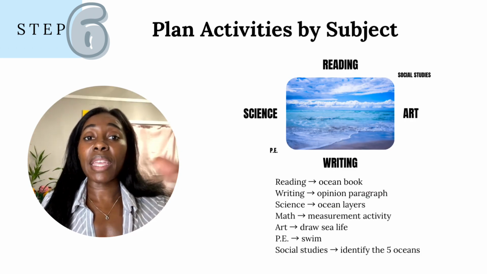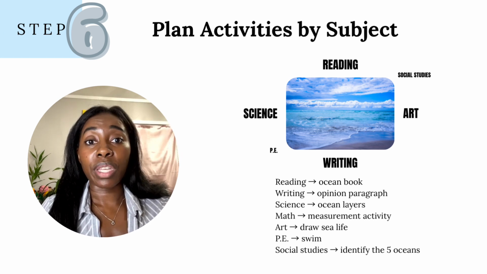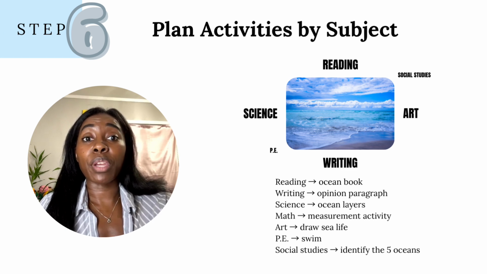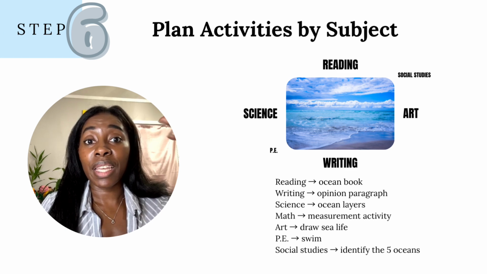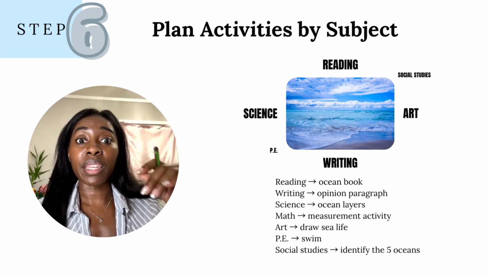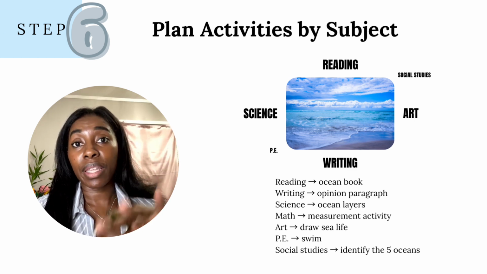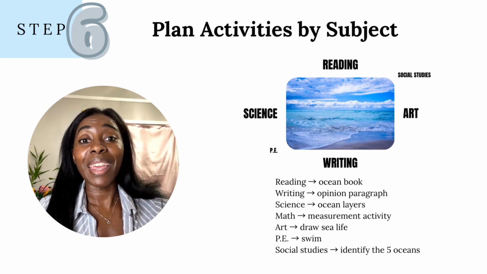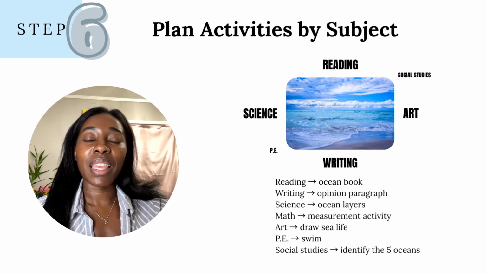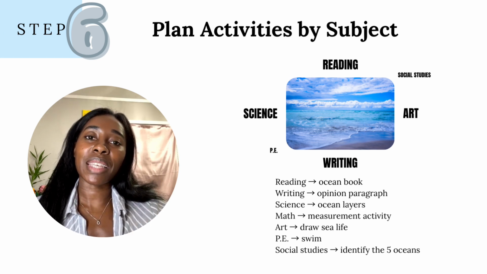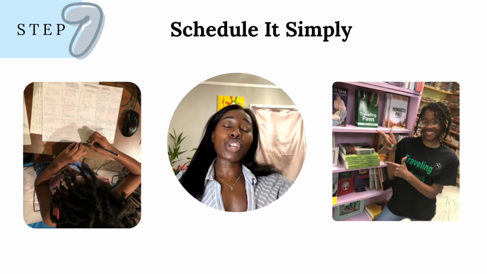I'll just give another example, going back to the child who loves oceans. If I want to tie in all of these different subjects, with reading, I might have them read books about the ocean. For writing, I might have them write opinion paragraphs about the ocean. Science, the different layers in the ocean, and I'd also tie that in with art because I'd have them draw out the layers and then draw sea life. And then for math, I figure out some type of measurement activity related to the ocean. For physical ed, we go swimming. Does it have to be at an ocean? No, it could be at a local pool. And then social studies, have them identify the 5 oceans. That ties into geography.